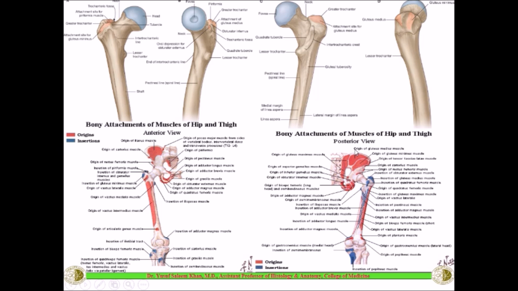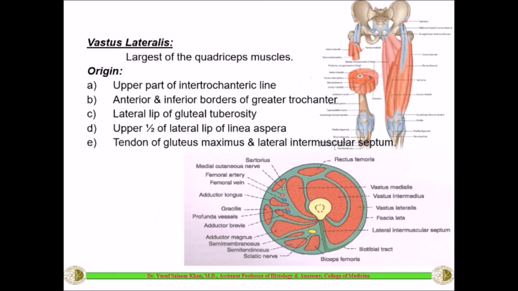Because at the gluteal tuberosity there is the tendon of the gluteus maximus, that's why this muscle also takes origin from the tendon of the gluteus maximus as well as the intermuscular septum. If you can see here, this is the intermuscular septum. This is nothing but the modified deep fascia which separates the anterior compartment from the posterior compartment. This is called the lateral intermuscular septum. So this muscle also takes origin from the lateral intermuscular septum.